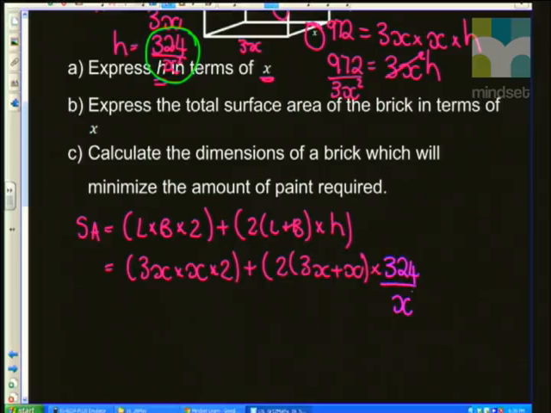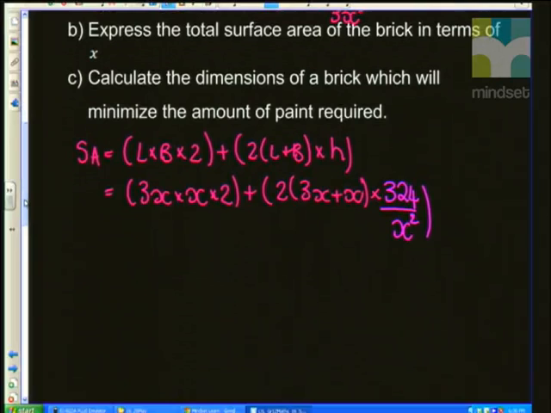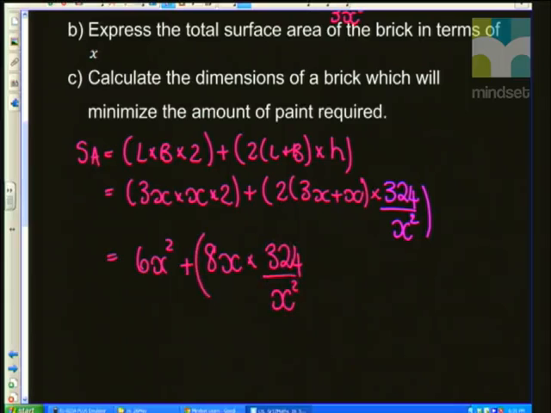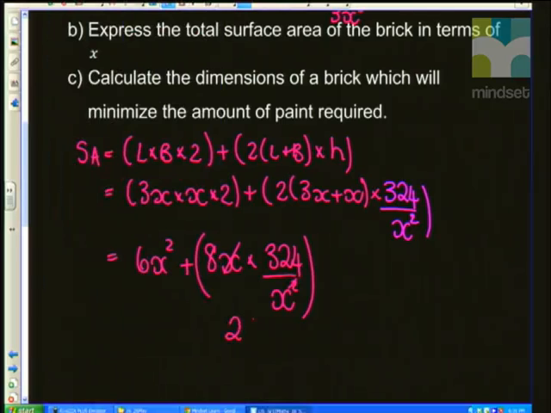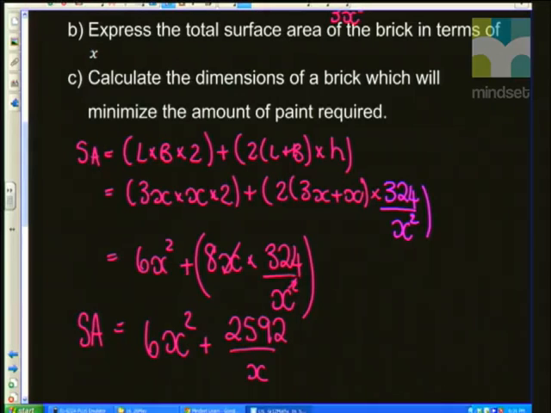324 over x squared. Okay, and if we tidy that up, let's see what we've got. We're going to have 6x squared plus, okay, so that's going to be 4x times 2, which gives us 8x, multiplied by 324 over x squared. Obviously, this is being multiplied, so we can simplify with my x's. And 324 times 8 gives us 2,592. So 2592 over x and 6x squared. Right, so this formula represents the surface area of your prism. All right, so I hope you guys could see how I applied that formula that I was speaking about earlier.